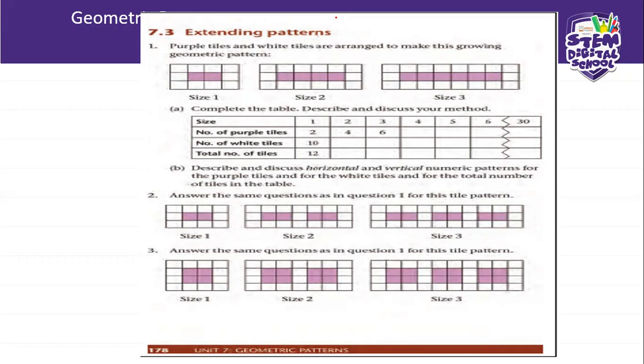Purple tiles and white tiles are arranged to make the following geometric drawing patterns. So what can we put down? What do we recognize about just size 1, size 2, and size 3? Let's investigate. Let's say that we are scientists and we are investigating. So what do we recognize? What is common? What is similar?